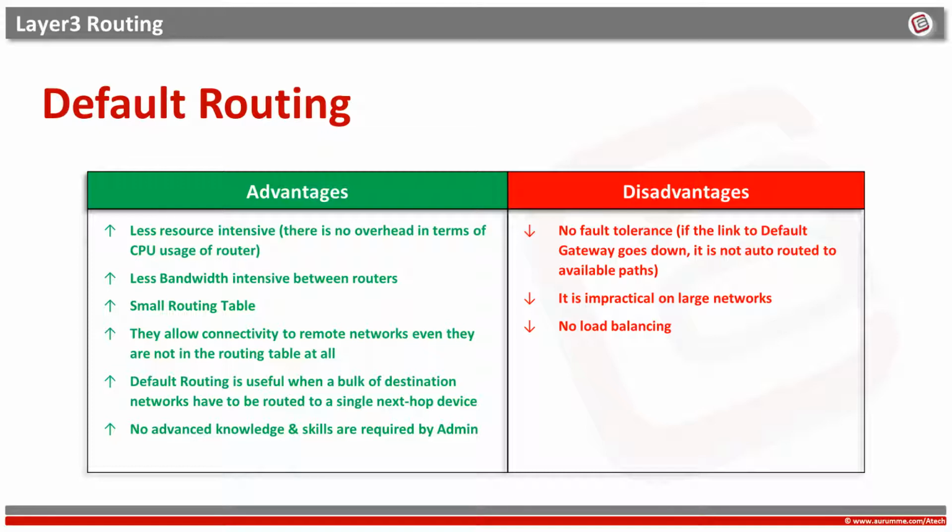However, there are some demerits and disadvantages of the default routing. The main disadvantage is that it is not a fault tolerant mechanism. If one link to the default gateway fails, it is not auto routed to the available paths. The whole routing goes down. For example, if our home router fails to forward the traffic to the default gateway, the whole internet connection of our home or office will go down. Therefore, it is impractical on large networks, and there is no load balancing mechanism available in default routing. We have only one default gateway, and all the requests and all the routes are forwarded to that default gateway.